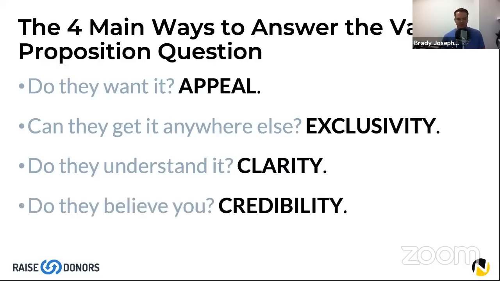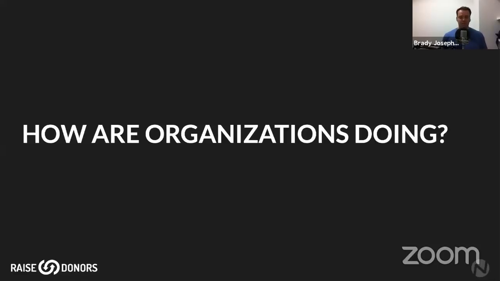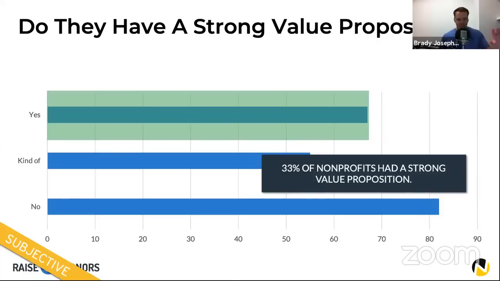So there's appeal, exclusivity, clarity, and credibility. And that's what we were kind of looking for when we asked, how are organizations doing? So here's what we found. Keynote, this is subjective. We do this a lot, so we're pretty good at being objective while being subjective. But we just kind of said, is it strong, average, or weak? Or yes, kind of, no. And 33% of organizations had a strong value proposition.